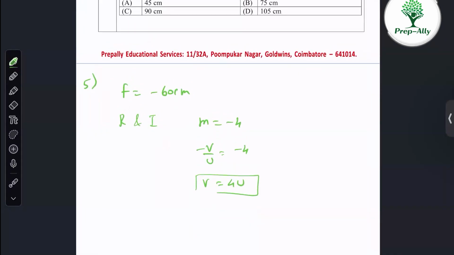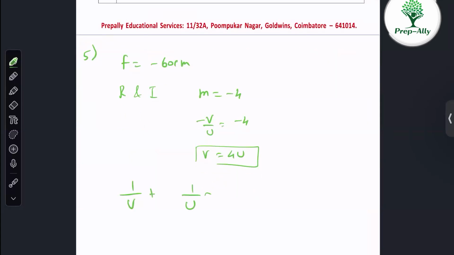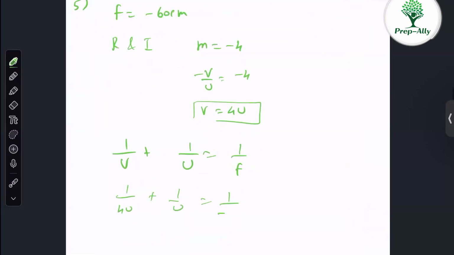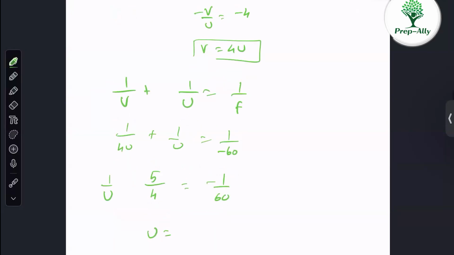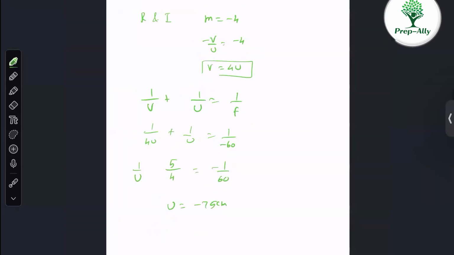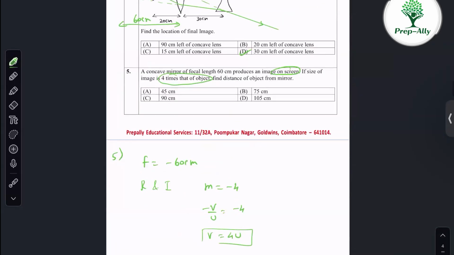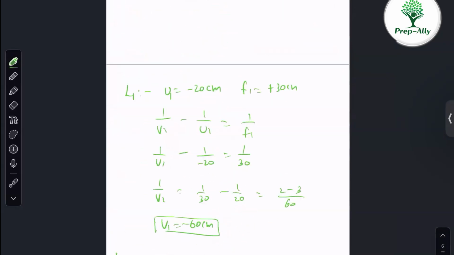And then the focal length is also given. So the mirror formula: 1 by V plus 1 by U is equal to 1 by F. Instead of V, we can substitute 1 by 4U. The focal length is given as minus 60 centimeters. So 1 plus 1 by 4. So you can take 1 by U common. It will be 1 by U into 1 by 4 plus 1. 1 plus 1 by 4 is 5 by 4. So you get the value of U as minus 75 centimeters. That will be the answer.